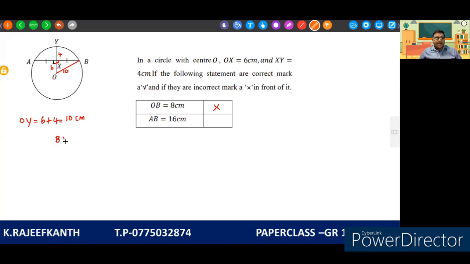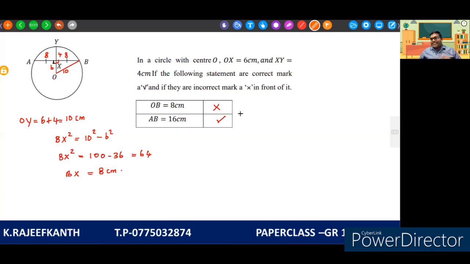So BX squared is equal to 10 squared minus 6 squared. Then 10 squared is equal to 100. Then 100 minus 36 is equal to 64. Then BX is equal to 8 centimeters. Now we found the length of BX. This is 8, so this is also 8, because X is the midpoint of AB. So AB is equal to 8 plus 8, 16. So this statement is correct.